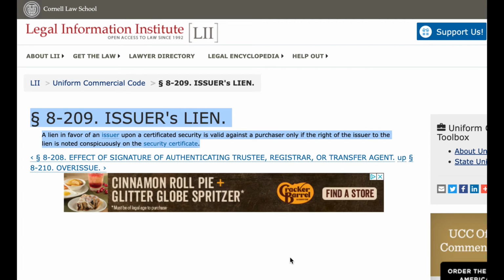Paragraph 209. Issuer's lien. A lien in favor of an issuer upon a certificated security is valid against a purchaser only if the right of the issuer to the lien is noted conspicuously on the security certificate.